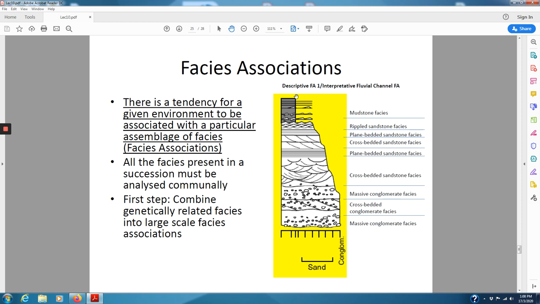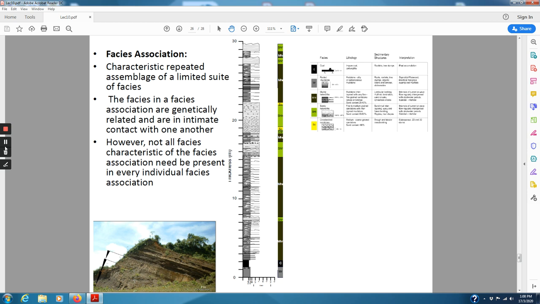But grouping is more important. So you need to study the facies communally as a group. You need to combine genetically related facies. You must not have unconformities in between your facies, okay? Because everything must be conformable based on Walther's law, if you remember, right? And you combine these genetically related facies into large-scale facies associations. Example.